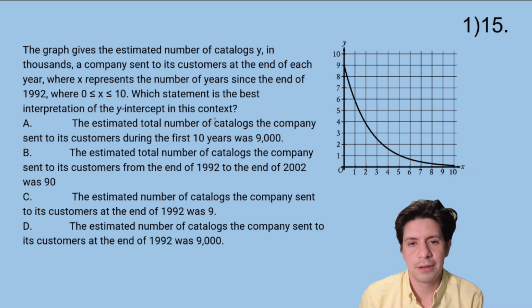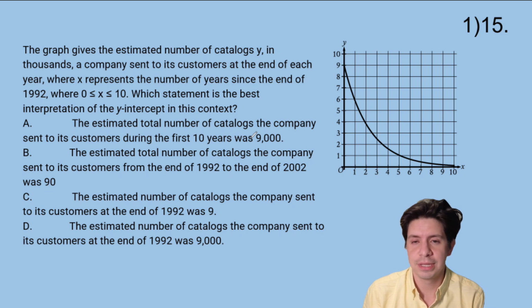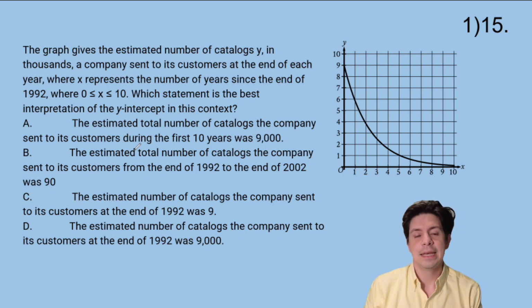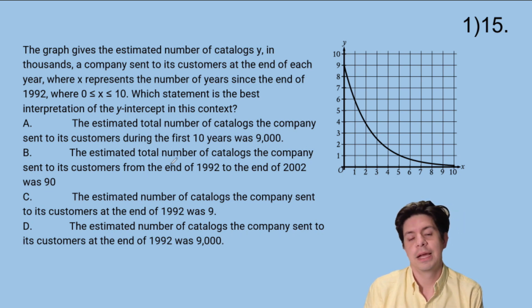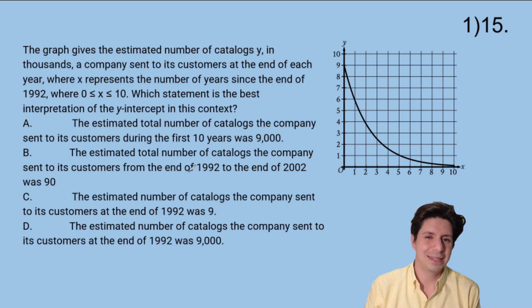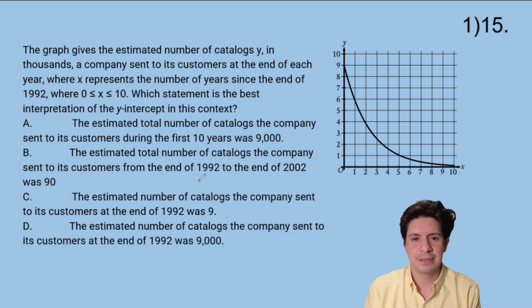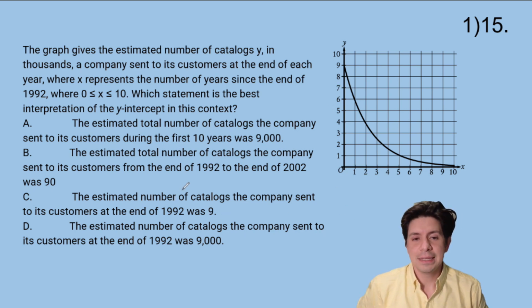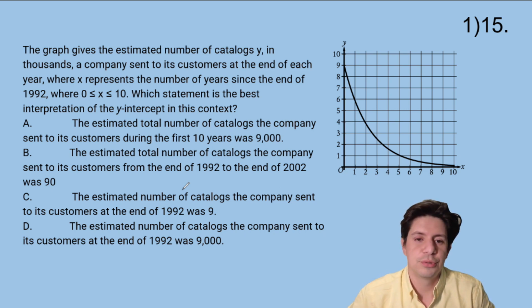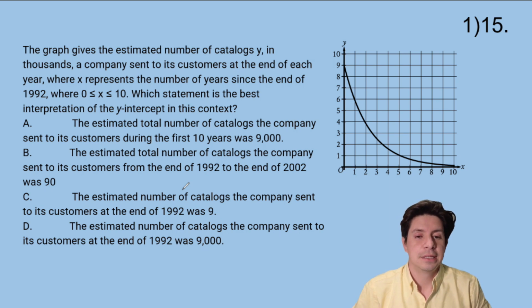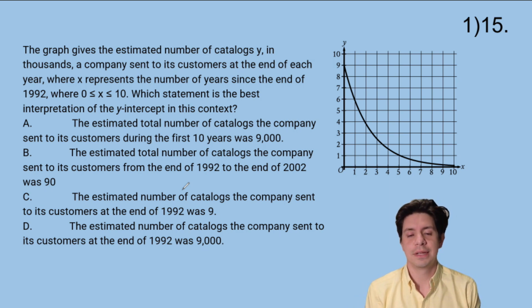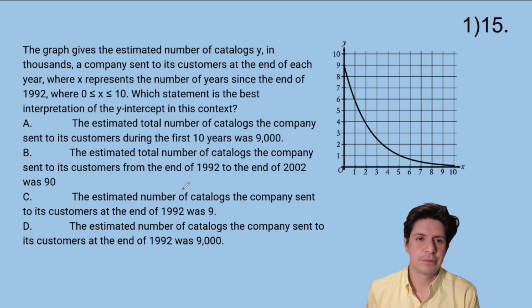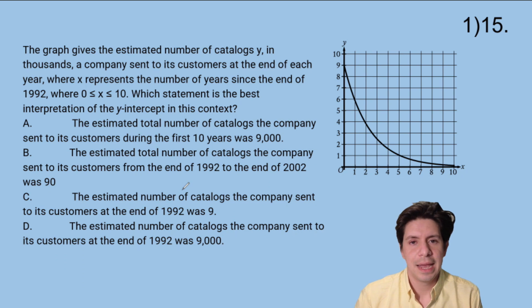The estimated total number of catalogs the company sent to its customers during the first 10 years was 9,000. The estimated total number of catalogs the company sent to its customers from the end of 1992 to the end of 2002 was 90. That doesn't fully make sense since we're talking about thousands, and X is in years. The estimated number of catalogs the company sent to its customers at the end of 1992 was 9. And then the estimated number of catalogs the company sent to its customers at the end of 1992 was 9,000.